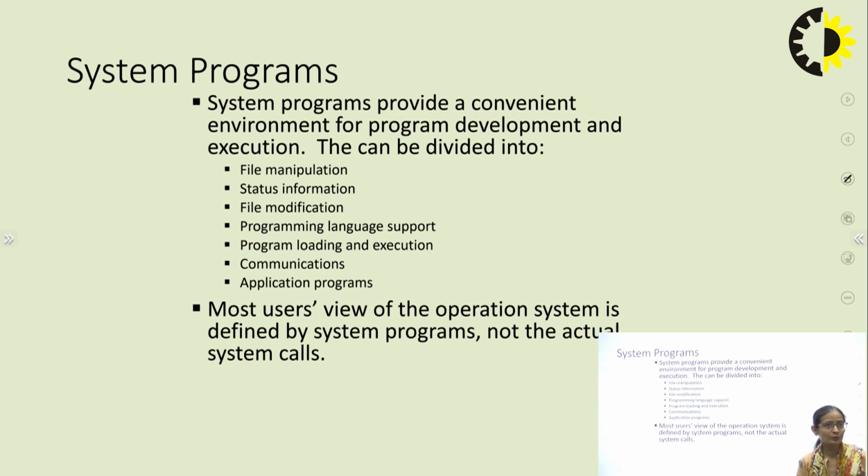System programs provide a convenient environment for program development and execution. On this basis, these system programs are responsible for providing the OS services. On the type of the OS services, they are further classified as file manipulation, status information, that is the status, it could be your process, it could be your device status, it could be your driver status, anything. File modification, that is file manipulation, directory manipulation system programs. Programming language support, that is your compilers, then the program loading and execution support, communication support, application programs.